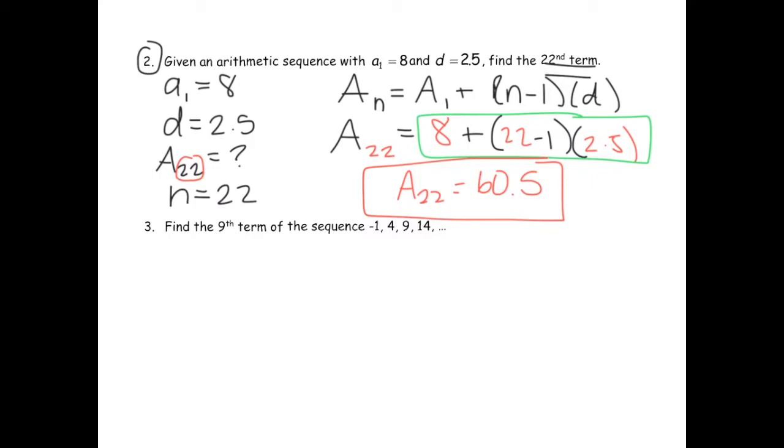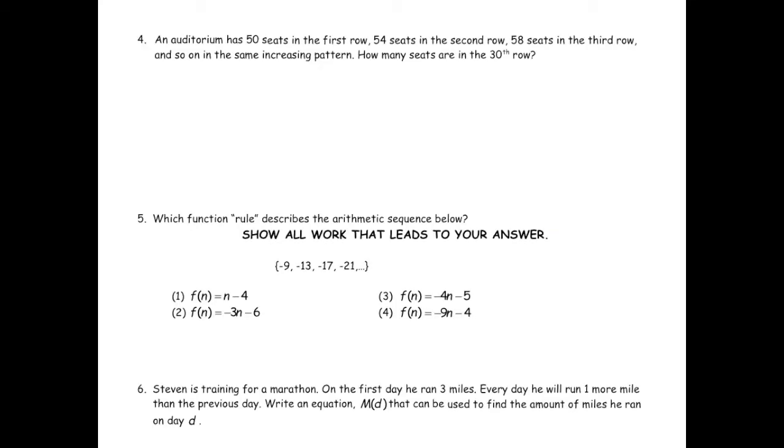All right, we'll do number 4 next. An auditorium has 50 seats in the first row, 54 seats in the second row, and 58 seats in the third row. So this is what we're looking for. First term is 50, then 54, then 58, and so on in the same increasing pattern.